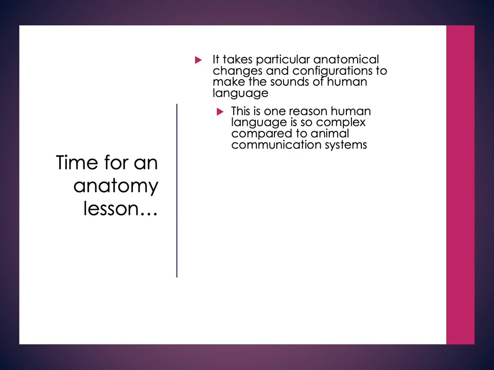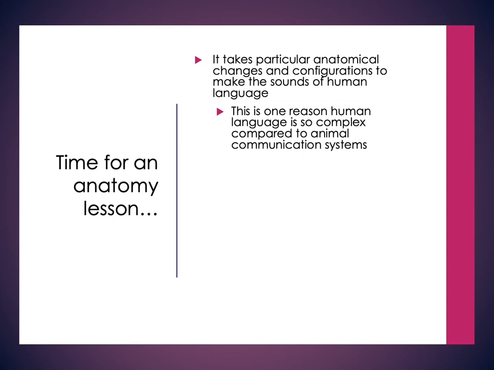It takes very specific anatomical changes and configurations to make the sounds of human language. And this is one of the reasons that human language is so complex compared to animal communication systems. We have the ability to move things very minutely within our mouths, within our oral tract, in order to make different sounds that we recognize as distinct sounds that we can put together in unique ways. And this is something that animal communication systems typically don't offer.